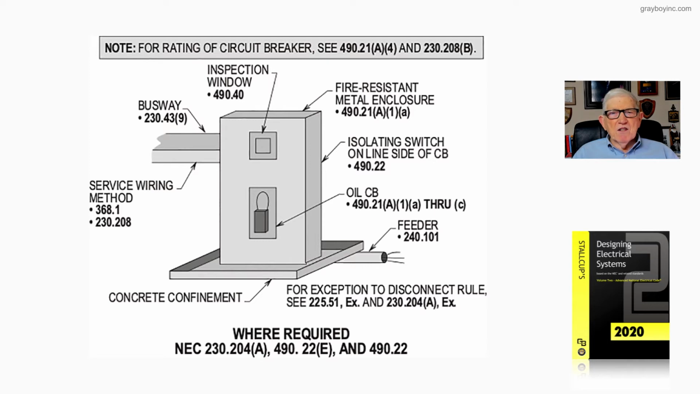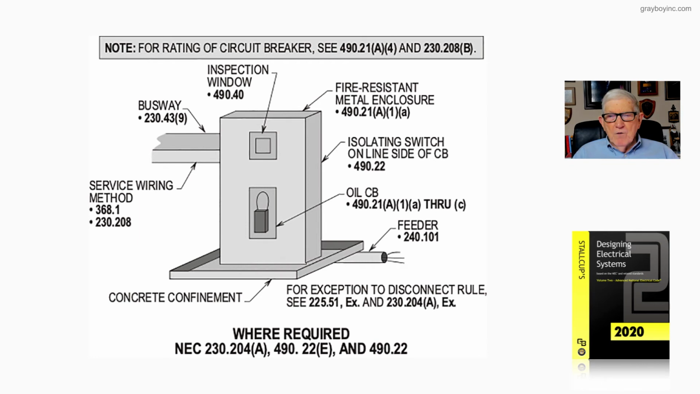Now you have an inspection window here, you see, in 490.4, and you can look into that inspection window to see if the system has been disconnected. The busway now is the feeder side, 230.43, item 9. The service wiring method then is in 368.1 and 230.208.